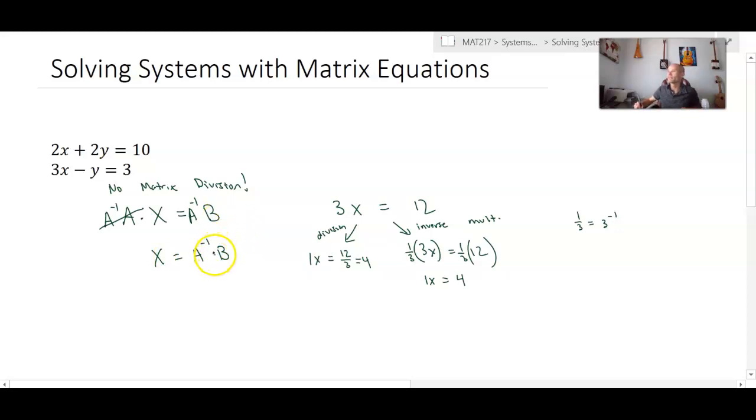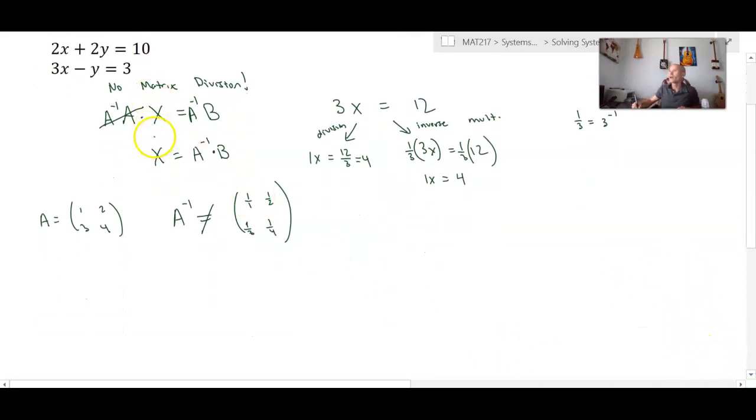Now, if A is, for example, 1, 2, 3, 4, then it is not the case that A inverse is 1 over 1, 1 over 2, 1 over 3, 1 over 4. It's actually a little bit more complex than that, but we're not going to get into calculating the inverse in this video. We just have to know that we can do it. It can sometimes be done.